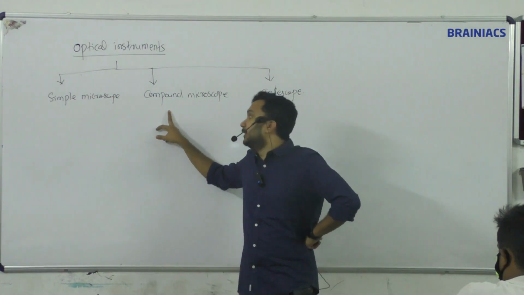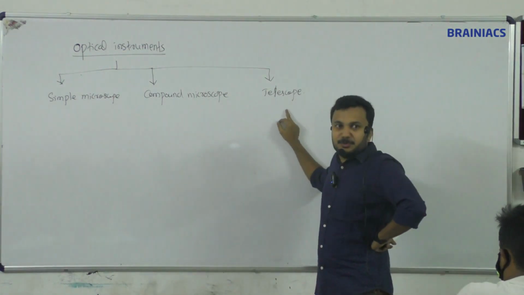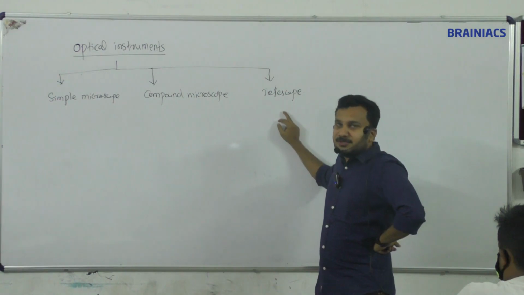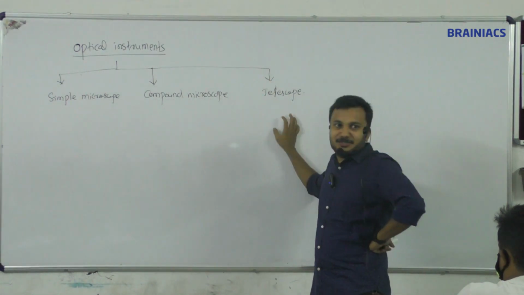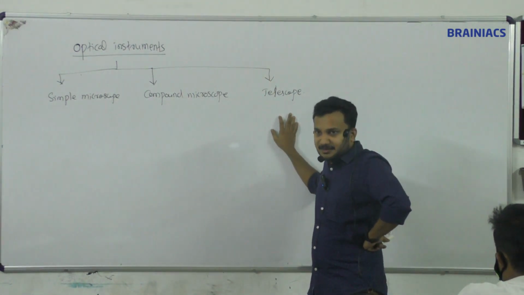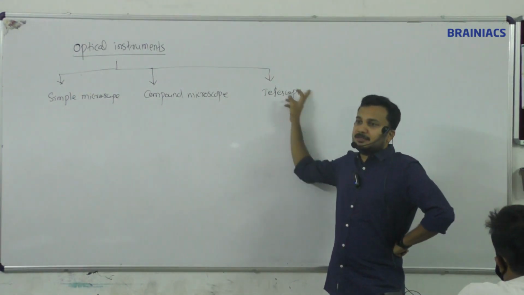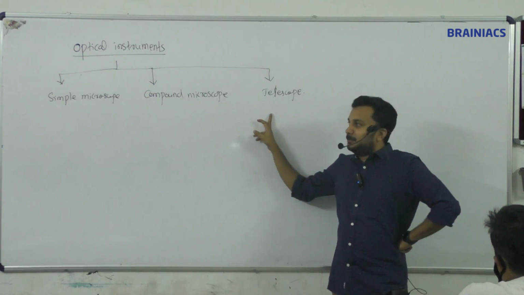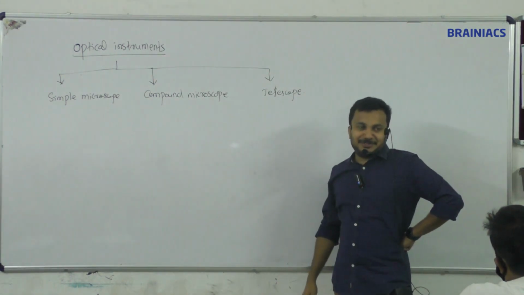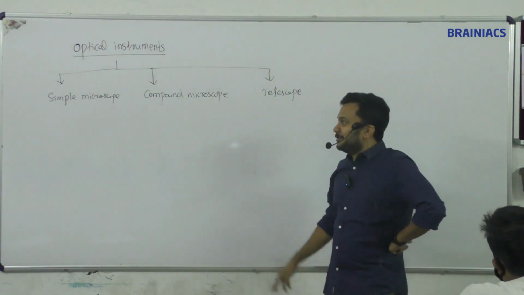Okay, compound microscope. Telescope, you know. Why do we use a telescope? In order to see large distance objects, like galaxies, stars, moon. We observe all of those normally using a telescope. But the question is not like that, of course. The question is a numerical question. So we'll start with one.